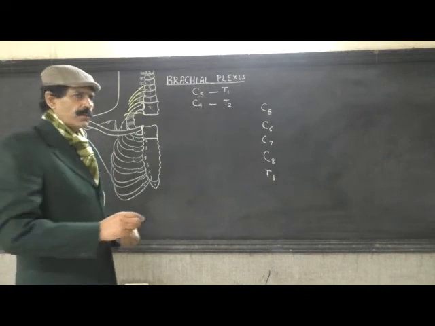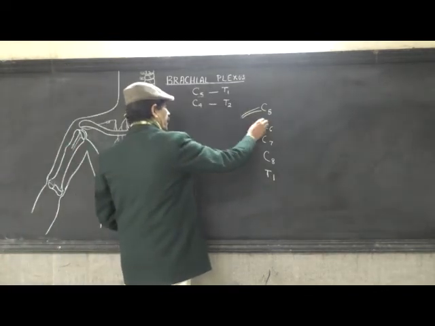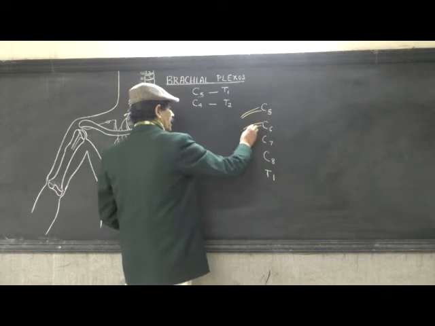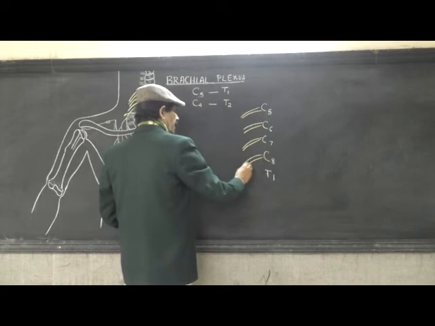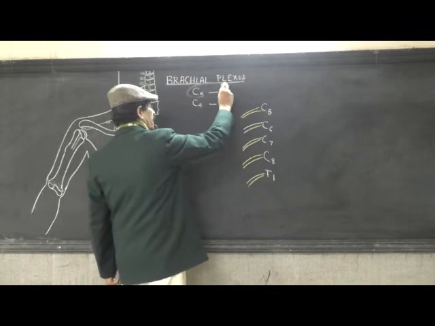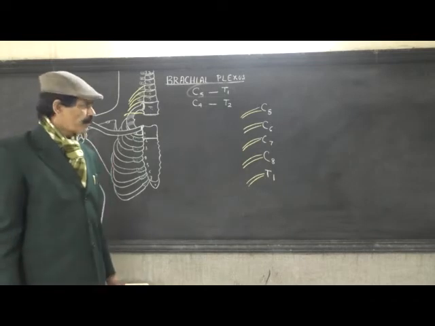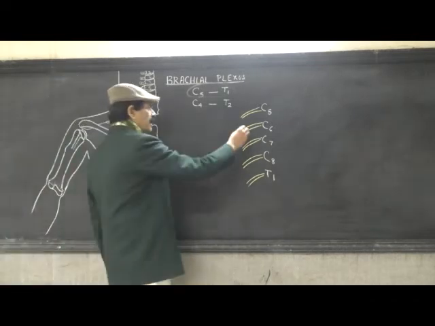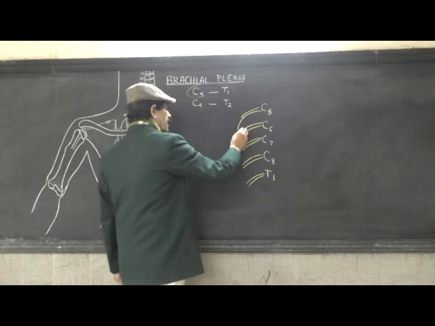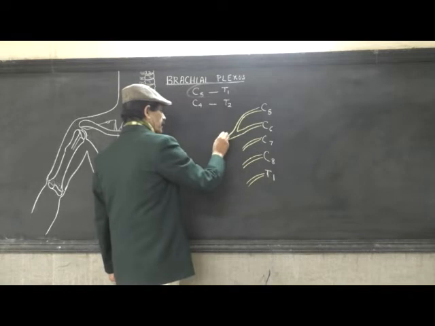Now the C5 root comes from this intervertebral foramen, then C6, C7, C8 and T1. All these 5 spinal nerves will form the brachial plexus for the motor and sensory supply to the upper limb. Now C5 meets with C6 to form the upper trunk. This is the upper trunk.